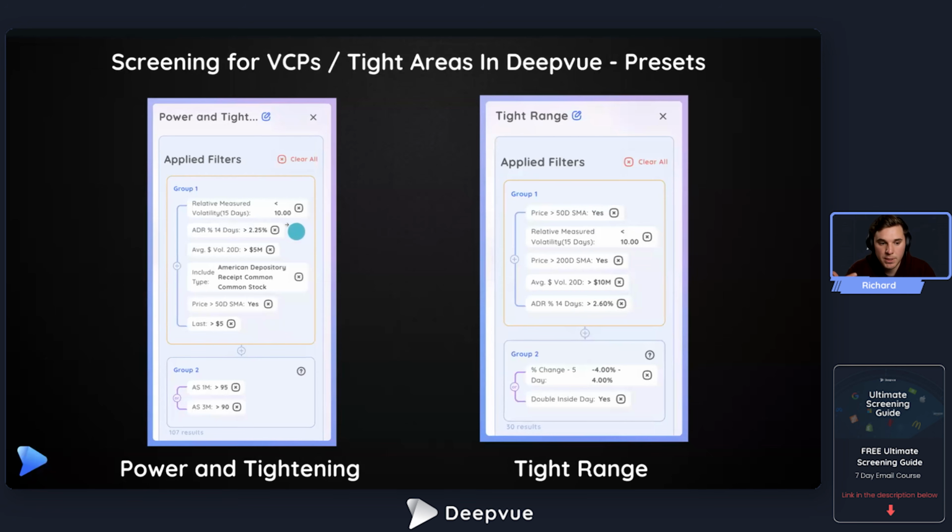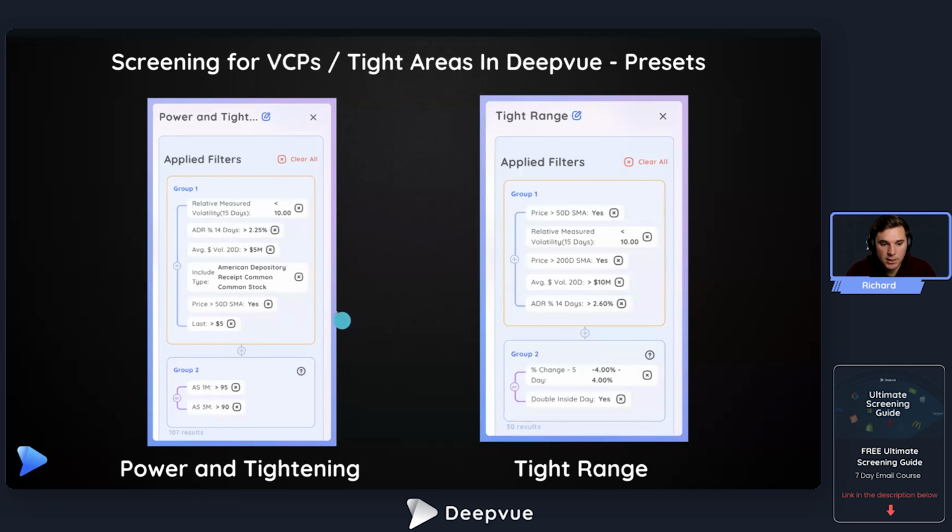Then I want to make sure it's a stock that can move. So I've got a minimum in terms of average daily range. I've got a minimum for dollar volume as well, to try to get rid of those penny stocks that I personally don't focus on. Of course, you can go in and take this out and make it your own. I'm looking for ADRs as well as common stocks. I want to be above a 50-day moving average and be above $5. And that pretty much sums up the power and tightening screen.